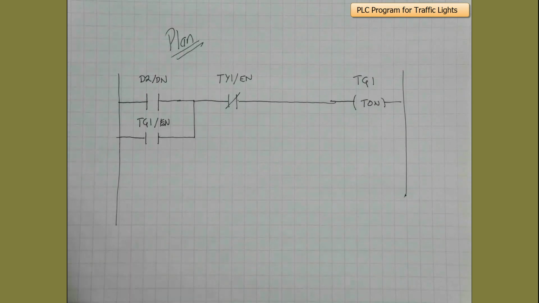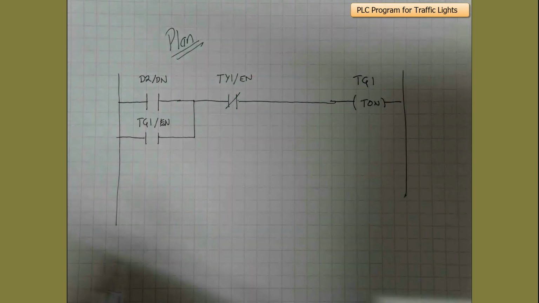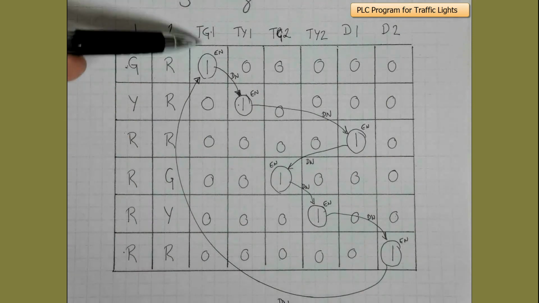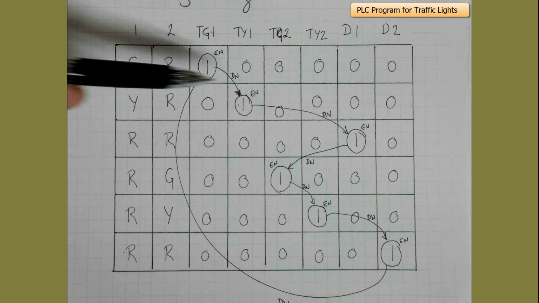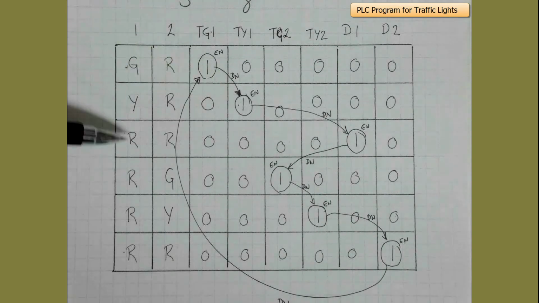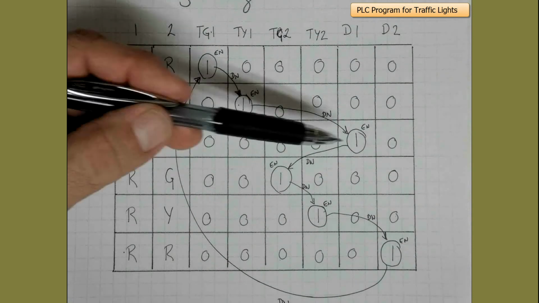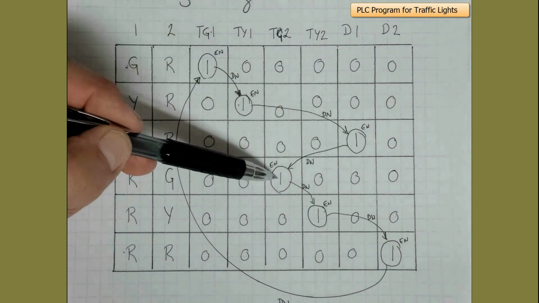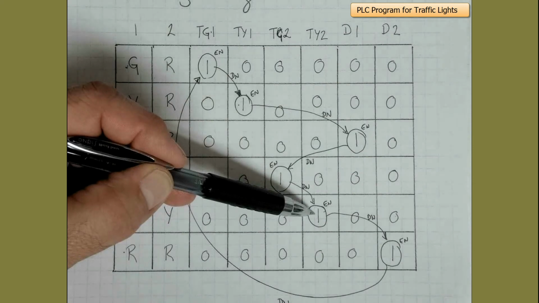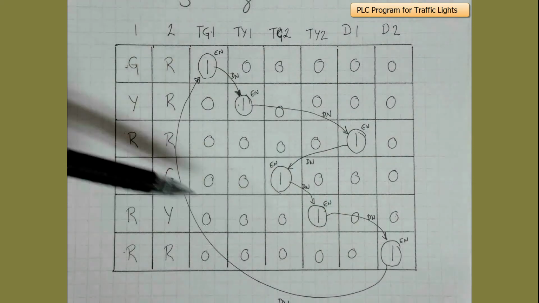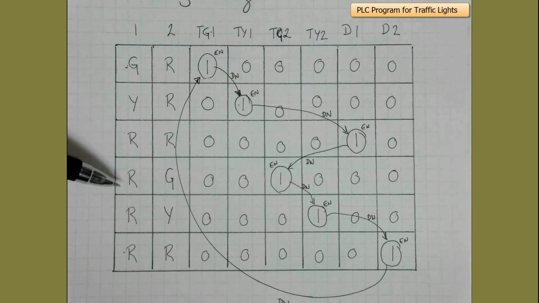What about my outputs for my lights? If I go back to my planning stage, the green light is only on when TG1 is timing. The yellow light is only on when TY1 is timing. But now if I take a look at the red light for traffic light 1, it will be on when D1 is enabled, when TG2 is enabled, when TY2 is enabled, and when D2 is enabled. So right out of this modified state diagram, I can determine what my logic is going to be for my red light for traffic light 1. And similarly, I can do the same thing for traffic light 2.